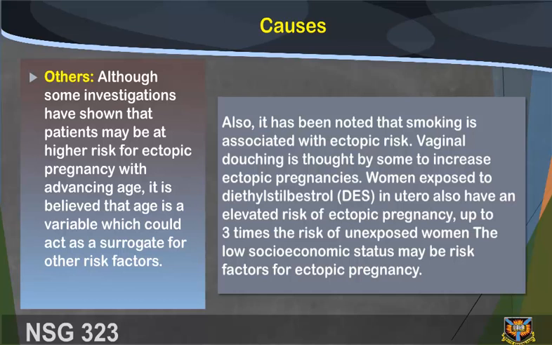Also, it has been noted that smoking is associated with ectopic risk. Vaginal douching is thought by some to increase ectopic pregnancies. Women exposed to diethylstilbestrol (DES) in utero also have an elevated risk of ectopic pregnancy, up to 3 times the risk of unexposed women. Low socioeconomic status may be a risk factor for ectopic pregnancy.